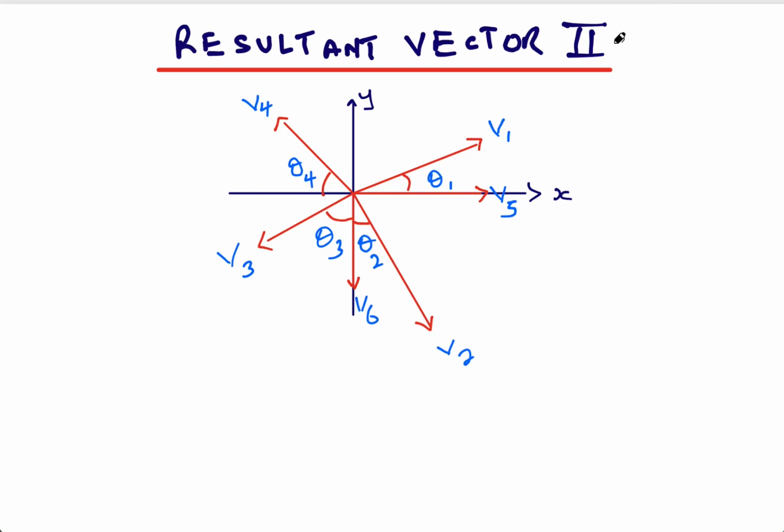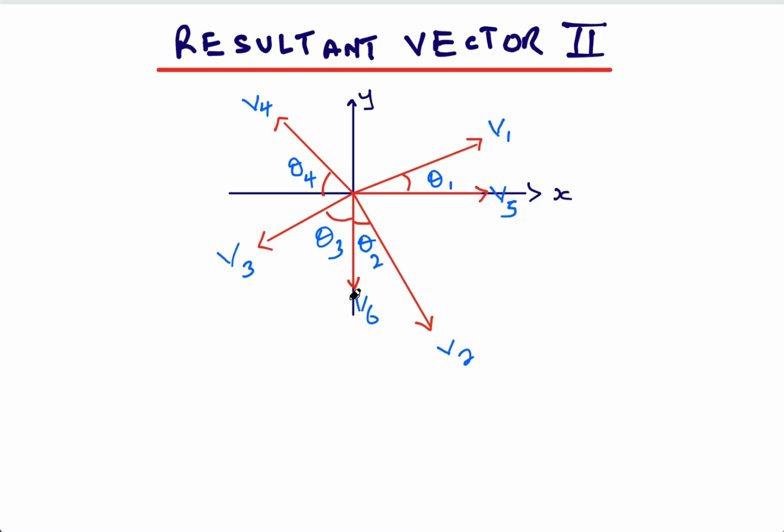Resultant Vector Part 2. In the previous lecture, we talked about how you can find the resultant vector of mainly two vectors acting at a given point with different orientation. You can check that out. Now, in this one, we'll be talking about several vectors acting at a point as well. But this time around, we have the y-axis and the x-axis, and each vector forms an angle with either the x or y axis.